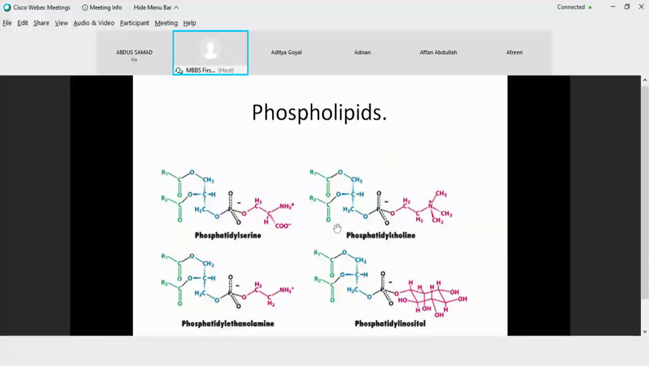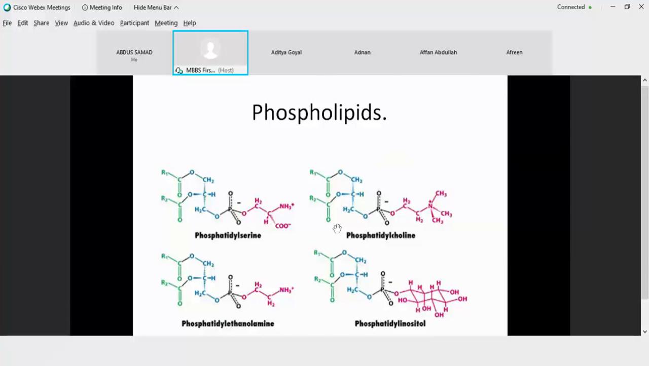Carbon number 1 has one fatty acid, carbon number 2 has another fatty acid, and carbon number 3 has a group, that is the phosphate group. So this green, blue, black part is the same in all four different classes of phospholipids. The pink part is represented by the alcohol.